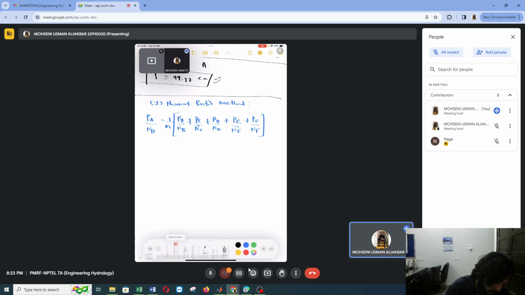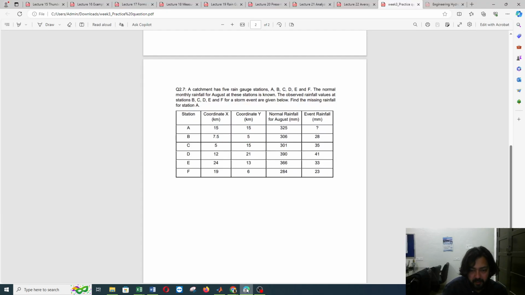Now the only missing value here is P of A. This is the only unknown, and all other values are known to us. So we are just supposed to substitute the values here. P of A upon N of A, where the value of N of A is 325, equals 1 upon M. There are a total of 6 stations and only one has a missing value, so 6 minus 1, M would be 5.